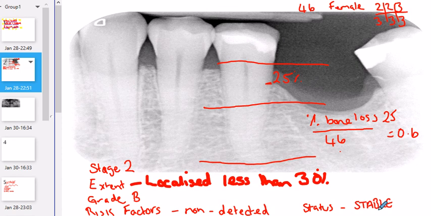Okay, so hopefully that would explain the whole statement. So going through it, we have a 46-year-old female who's at stage 2 periodontitis, which is localized, grade B, and has no detectable risk factors and is at present stable. That would be our diagnostic statement for this. Let's have a look at another one.